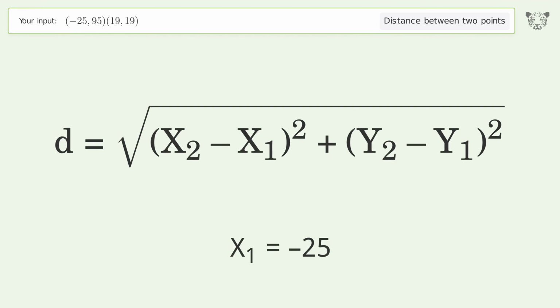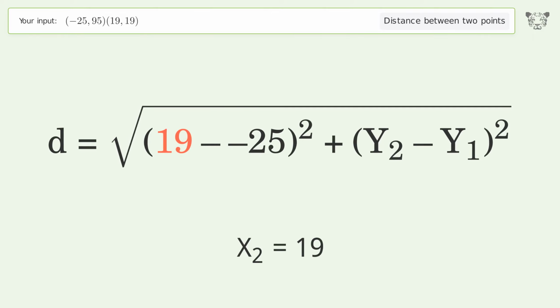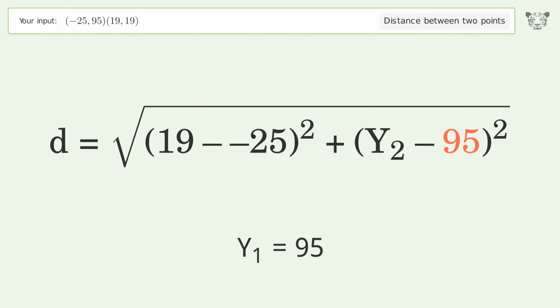x1 equals -25. x2 equals 19. y1 equals 95. y2 equals 19.